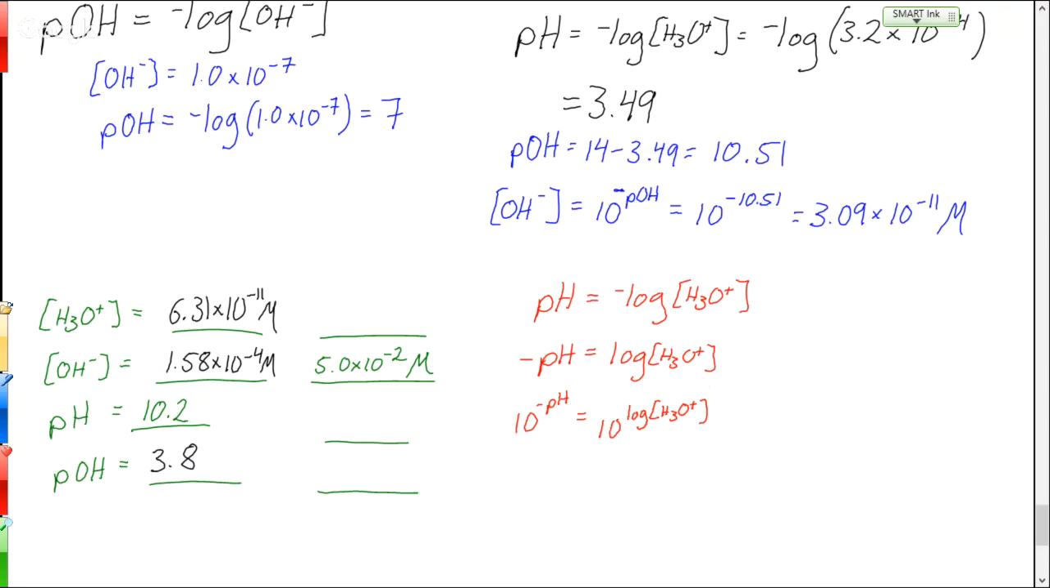Because 10 to the power and the log cancel each other out. So that's how we get the hydronium concentration. So you do 10 to the negative 10 to the power? Yep. And that's how we got 6.31 times 10 to the minus 11. And you could leave it in that form, 10 to the minus 10.2 power. Also, if you didn't have a calculator that could solve that.